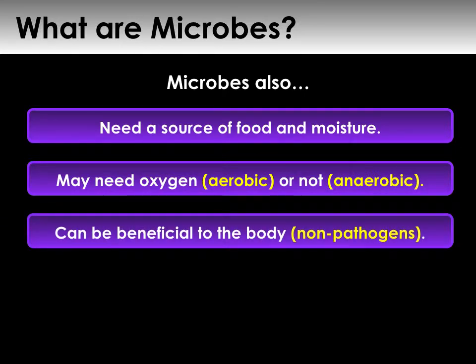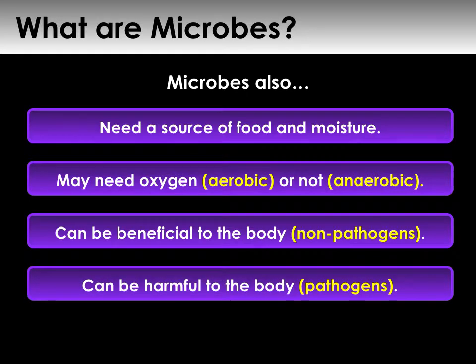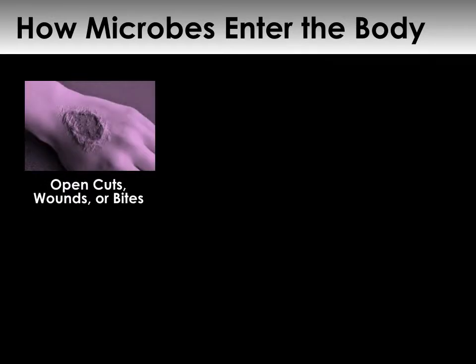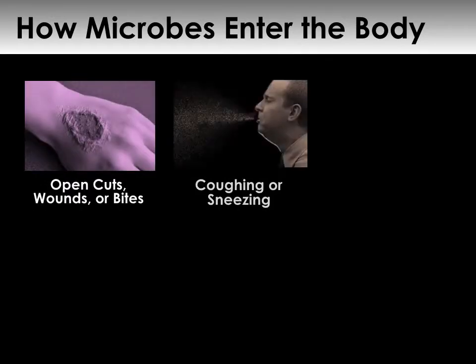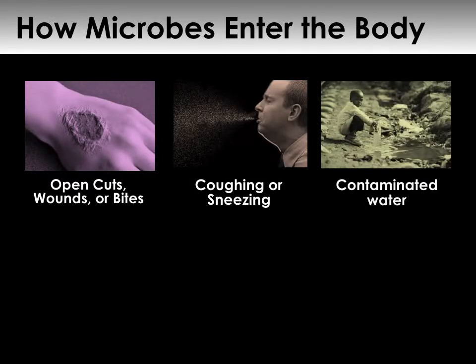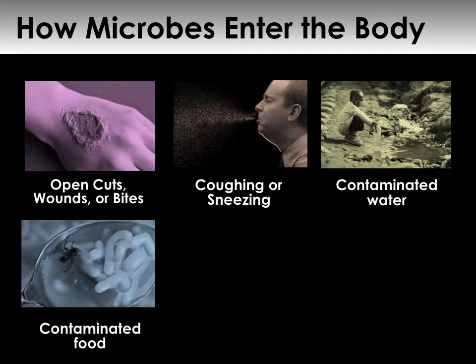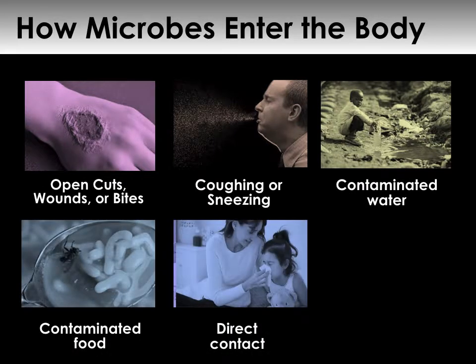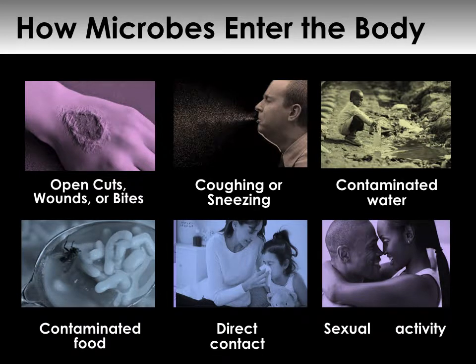They can be beneficial to the body, meaning they are not pathogenic, but they can be harmful to the body, and that would mean they are a pathogen. There are multiple different ways that microbes can enter the body. That can be through open cuts, wounds, or bites, coughing or sneezing, contaminated water, contaminated food, direct contact, and also sexual activity.